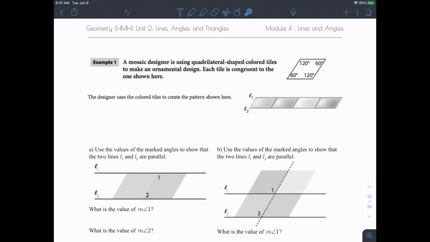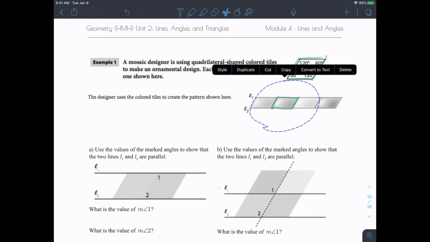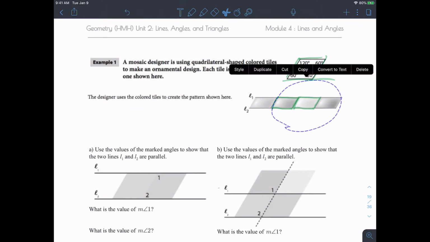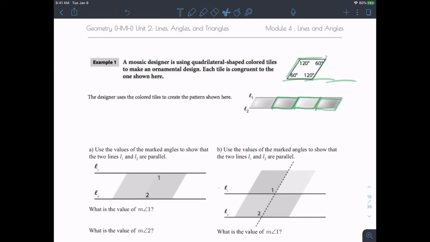So the idea here is that we have this shape right here. Oopsie, let's go with green, right? And if we make a copy of that over here, like this, I could make a whole bunch of copies of that and put it right next to each other. And then we could make a tile out of it.